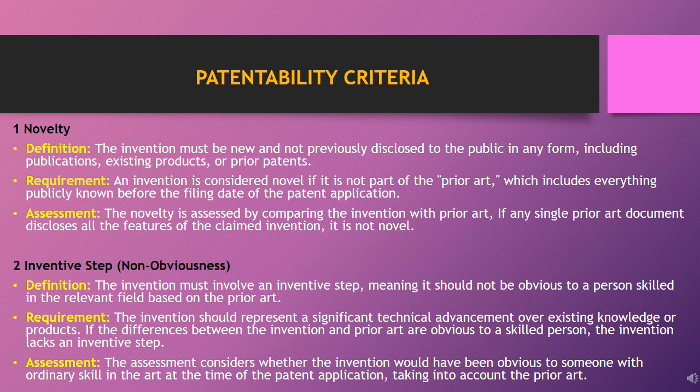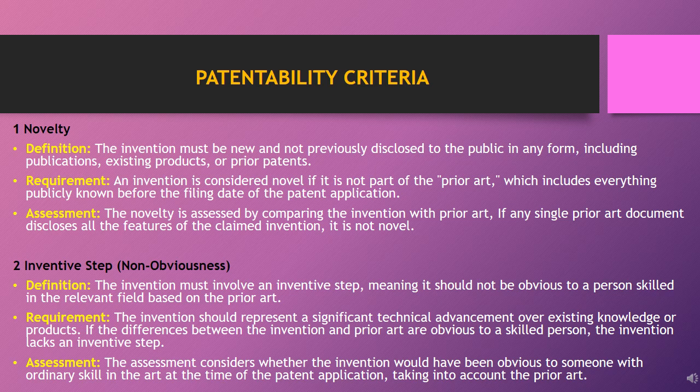Patentability Criteria. The criteria for patentability are essential for determining whether an invention qualifies for a patent. And the three primary criteria are: first one is novelty. What it means? The invention must be something completely new and not known to the public before, and it shouldn't have been shown or described anywhere before, like in books, products, or other patents. Why it is needed? If the invention is already out there, it can't be patented because it's not new.